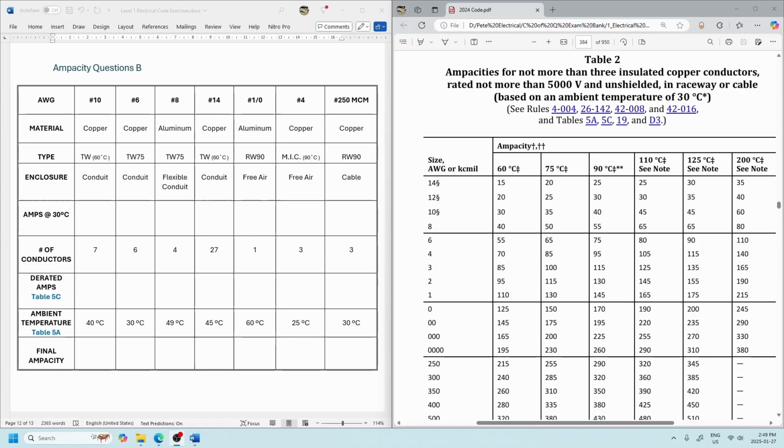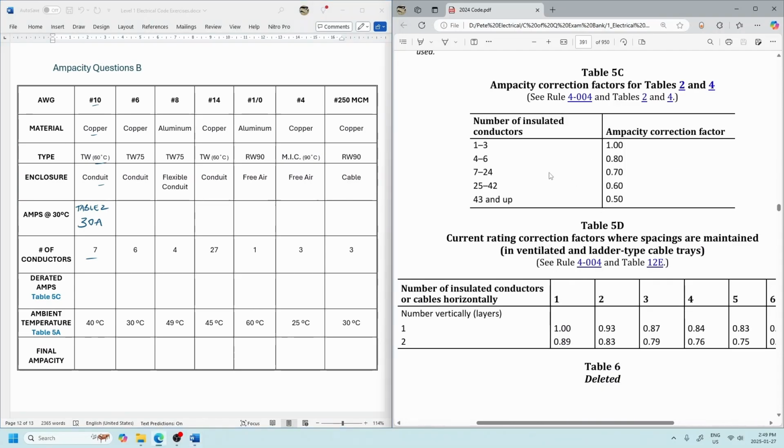Let's start off with the first guy, number 10, copper in conduit. So that guy is going to be table 2. Okay, if we take a look there, we're at TW, so TW is good for 60 degrees. So 60-degree column there, we're at number 10s. They're good for 30 amps. Then we got 7 conductors, so we got to go to table 5C. Let's see what the derating there is for 7. Looks like we're at 70%. So we got our 30 amps times 0.7, and 70% of 30 amps gives me 21 amps.